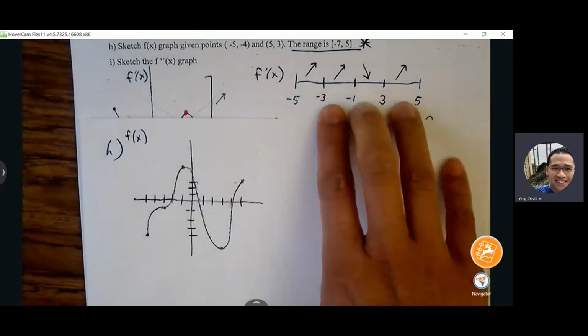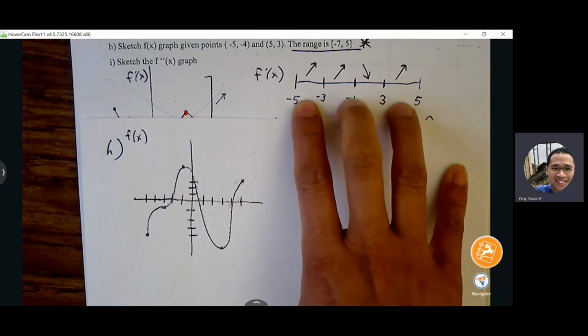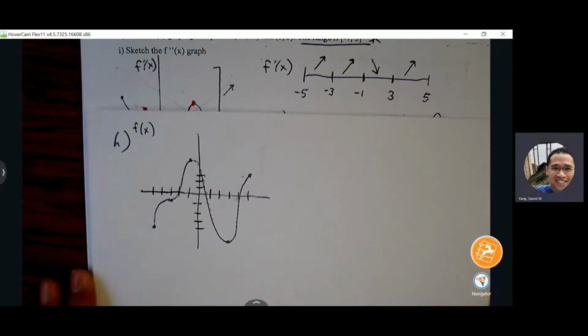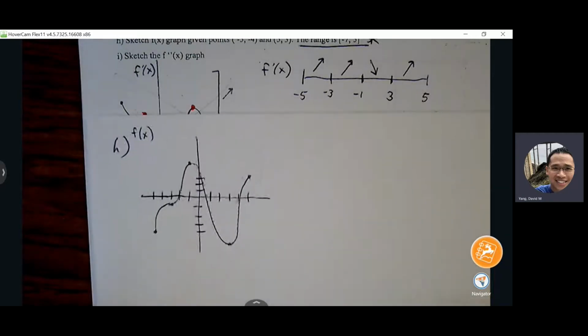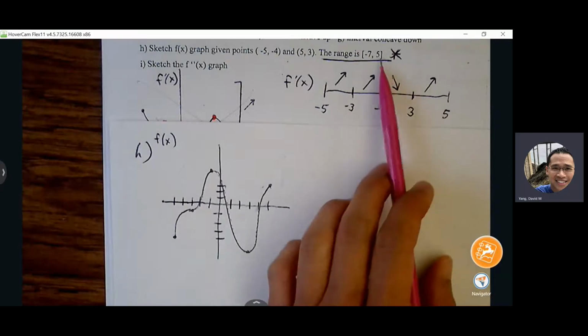I'm just looking at my draft. I'm looking at my slope sign line here. I'm not looking at my f prime graph. So the rest of it is just curvature, okay? But the basics are down. Now, let's go to look at that range here.